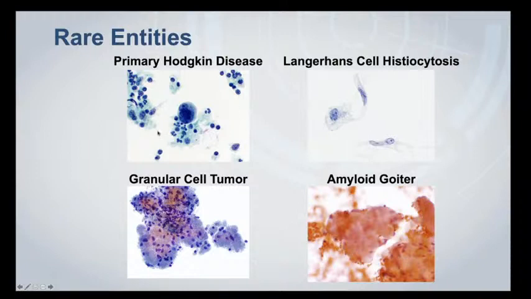You can see primary Hodgkin's disease of the thyroid. Here's a beautiful Reed-Sternberg cell. Here are the crazy convoluted dendritic cells of a primary Langerhans cell histiocytosis of the thyroid. Here's a granular cell tumor that looks for all the world like a Hürthle cell neoplasm. And here's an example of amyloid goiter.